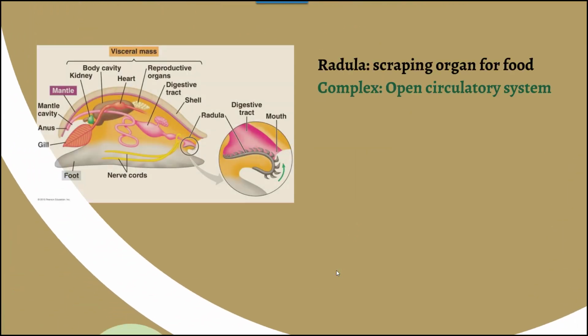These organisms have a structure called a radula, which is basically like a cat tongue. It's got a bunch of little spikes along the radula, which you can equate to a cat tongue, and that allows them to scrape algae, as well as, in some predatory snails and whatnot, scrape through the shells of other organisms.